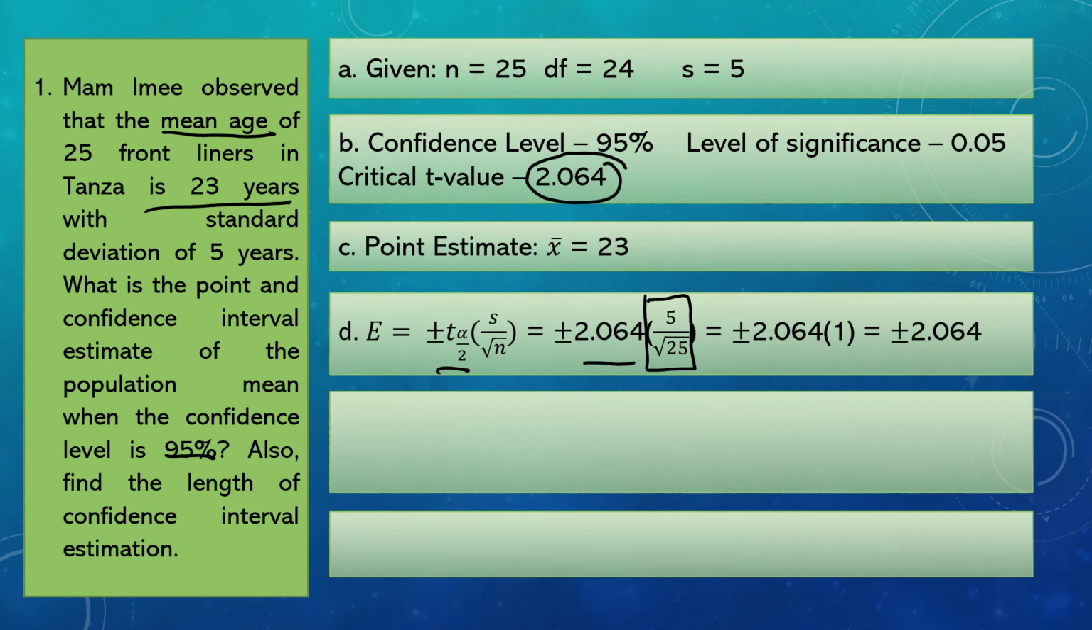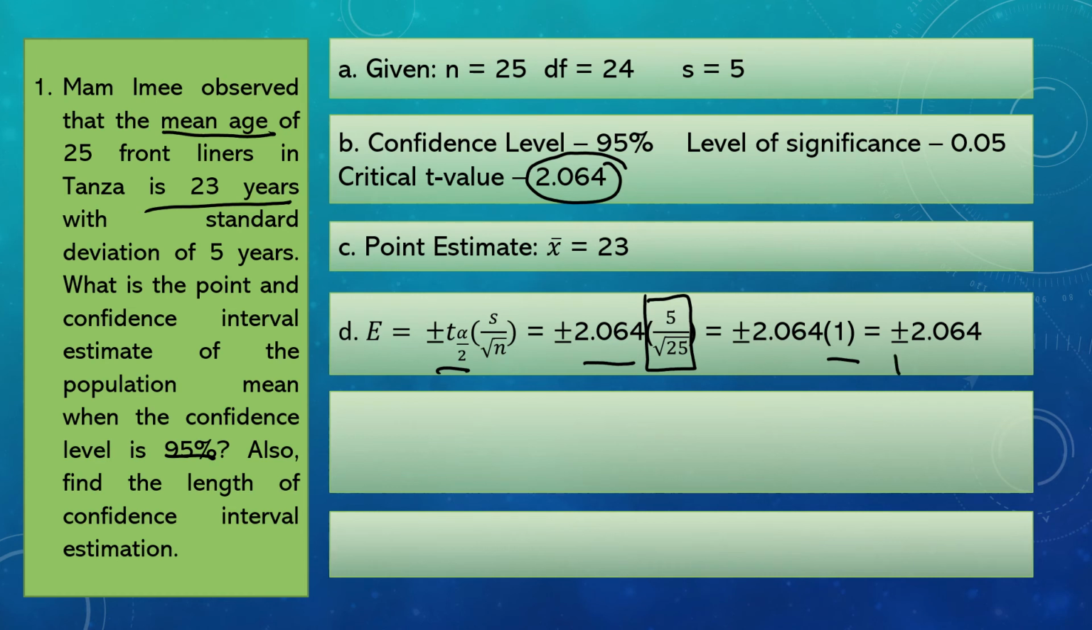So I'm going to write the answer here, and then bring down 2.064. Just simply copy 2.064 times the answer for 5 divided by the square root of 25, which is equal to 1. Multiplying this, 2.064 times 1 is equal to 2.064.